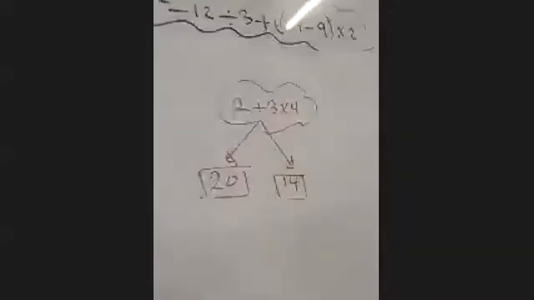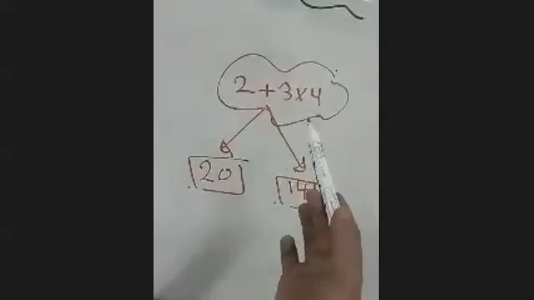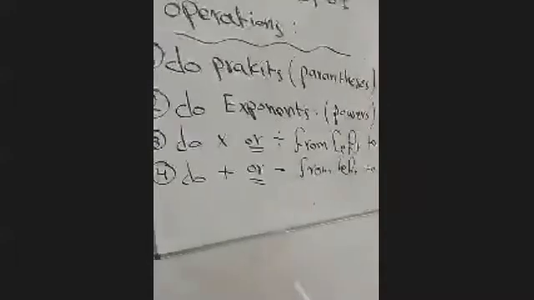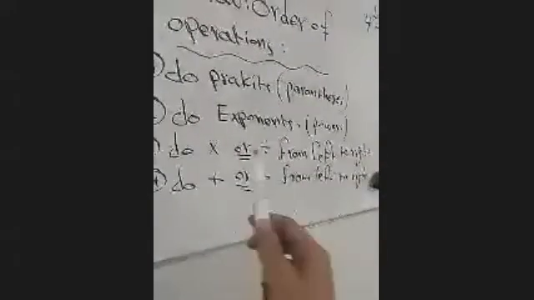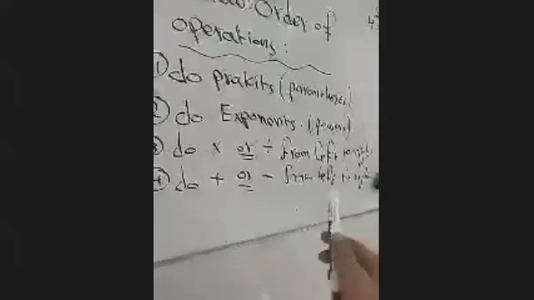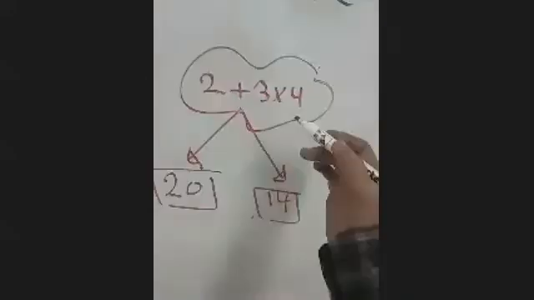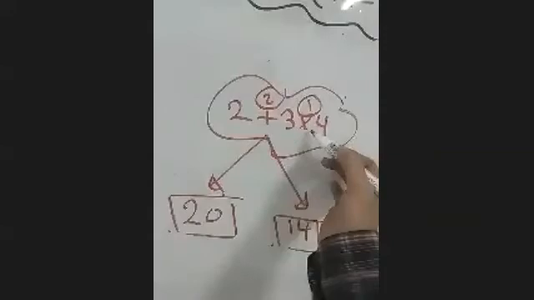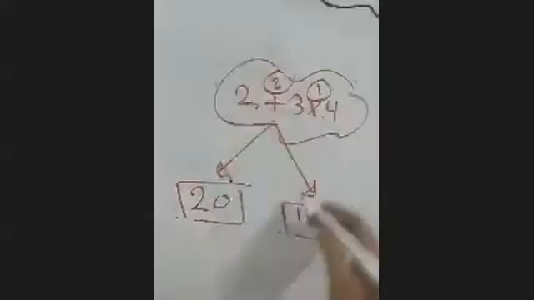Just wait. Now here, guys, I said I did it in two ways. I add, then I multiply, or I multiply, then add. But in the order of operations, they said do multiply or divide from left to right, then do plus or minus from left to right at the end. So here I need to multiply first, then I will add. Here 3 times 4 is 12, plus 2 is 14. So this is the correct answer.